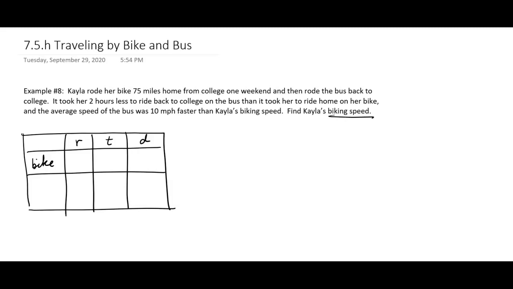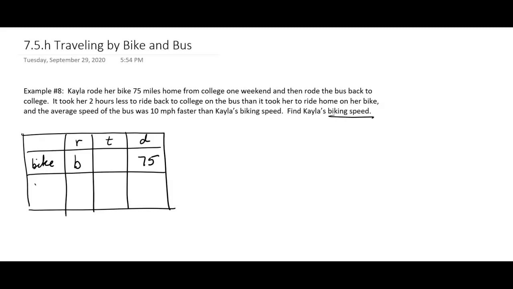Okay, how fast does she go riding her bike? We don't know, that's what we're looking for. So I'll say B for biking speed. We're going to leave the time column alone for a minute, and that's the part I'm going to show you. And then how far does she go? Well, to get home on her bike, she has to go 75 miles.